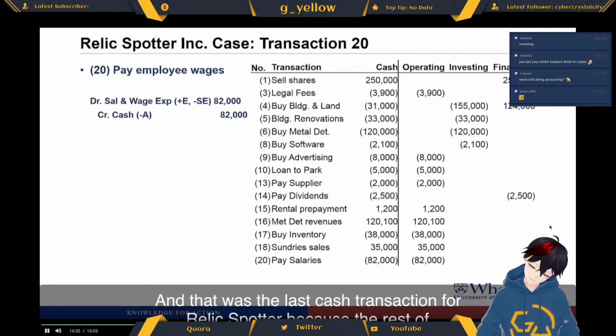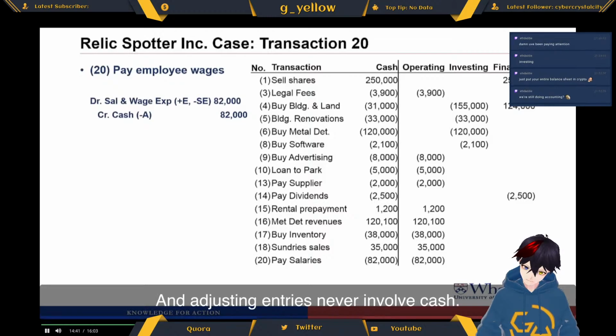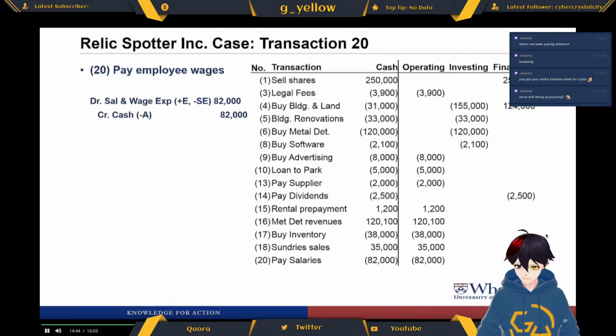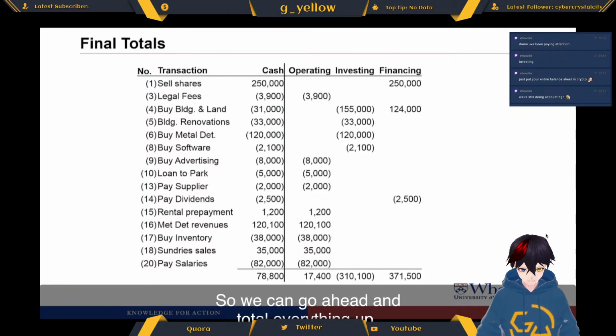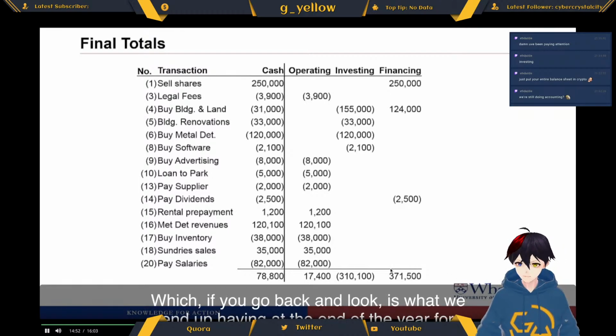And that was the last cash transaction for Relic Spotter, because the rest of the transactions in the case were adjusting entries, and adjusting entries never involve cash. So we can go ahead and total everything up. We see that the bottom line cash balance here is $78,800, which, if you go back and look, is what we end up having at the end of the year for Relic Spotter.